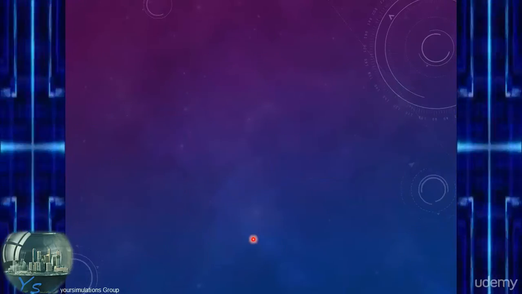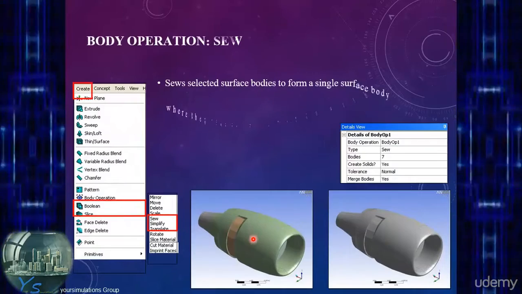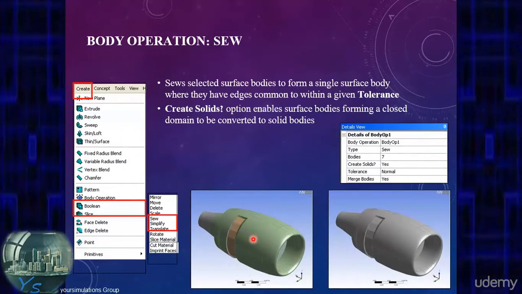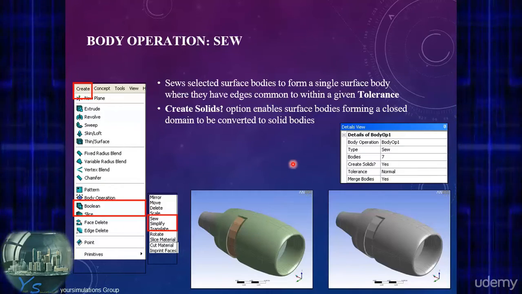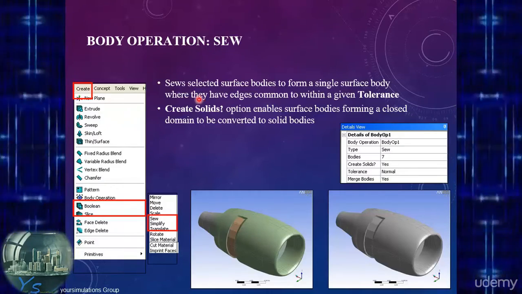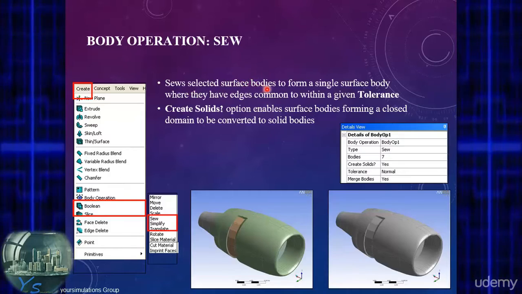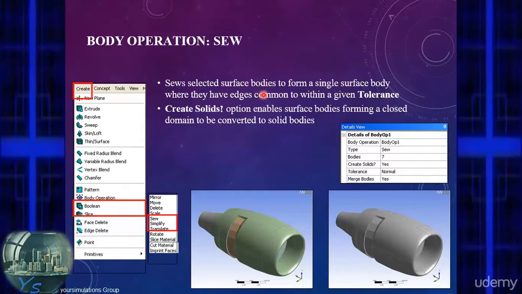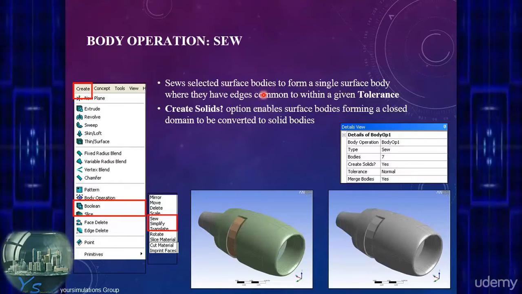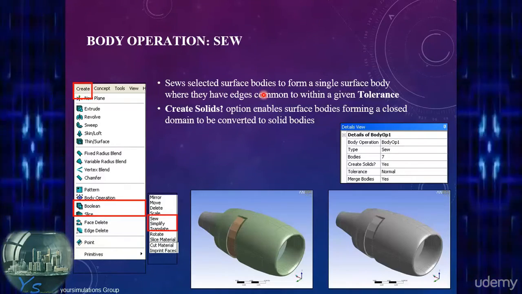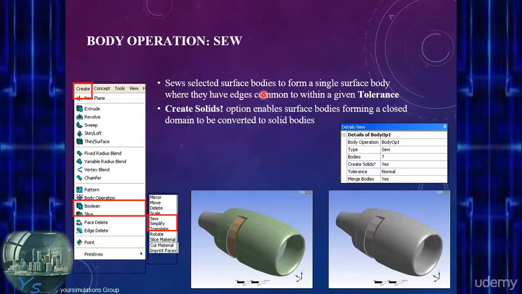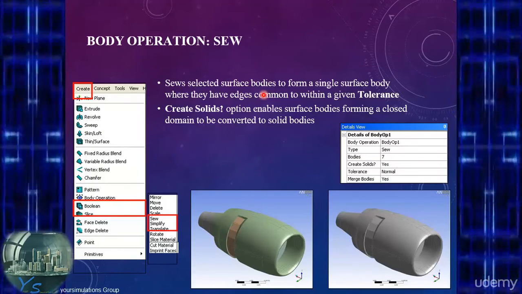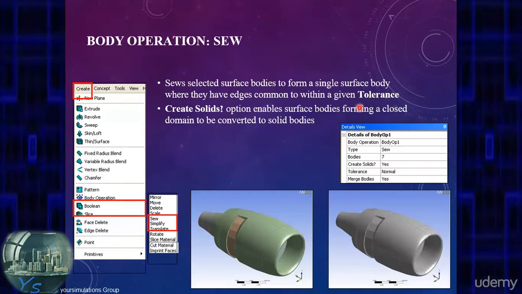Another operation under create body operation is the sew tool. Sew allows you to migrate from a surface body into a solid body. Essentially it will be sewing together all of the surface bodies that are necessary in order to form that solid body. But of course we need to ensure that all of the lower order entities have connectivity between them in order for them to be sewn together.